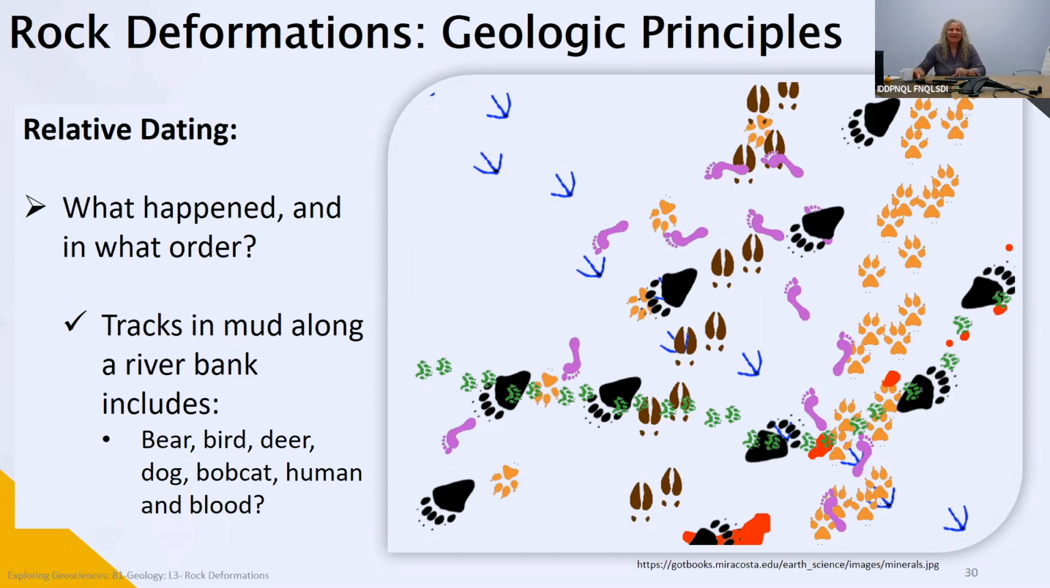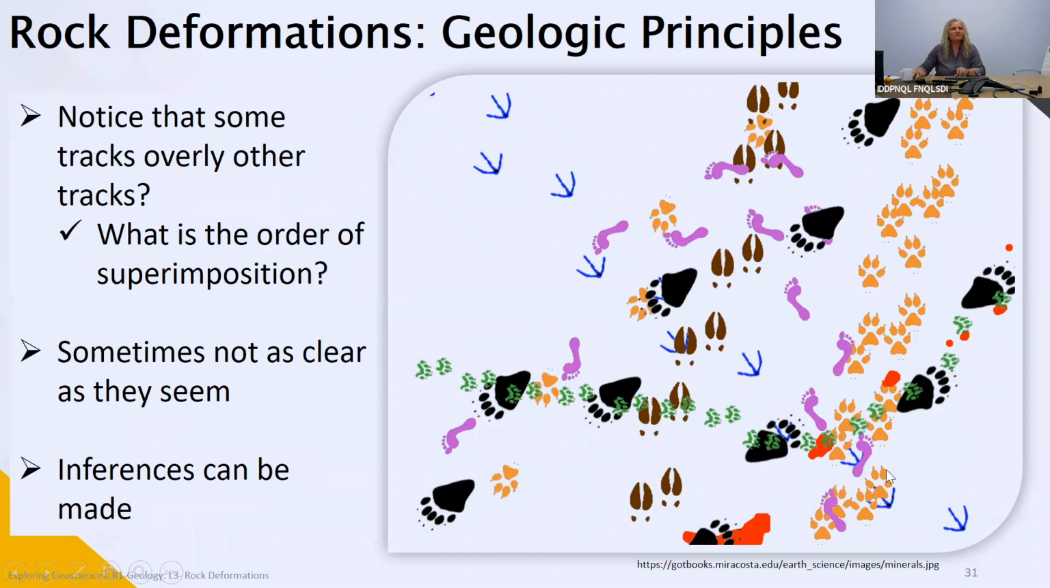As an example. It's the same thing with geology, with the rocks. We want to know which ones arrived first, how they got deformed, and their events. So it's only a question of what is the order of superimposition. Sometimes it is not as clear as it seems, and inferences can be made.